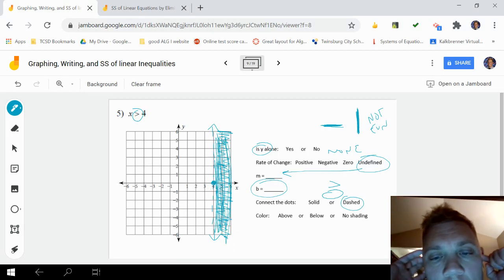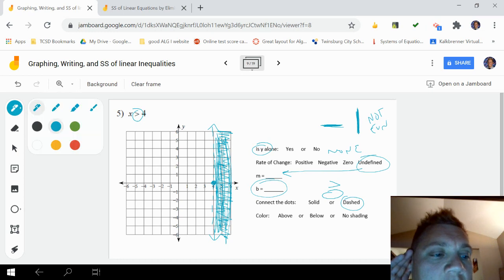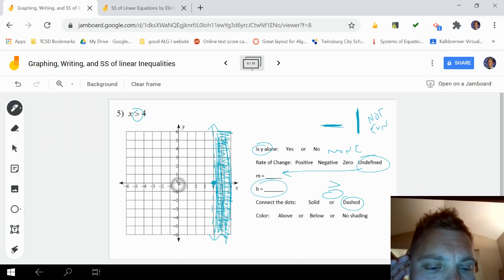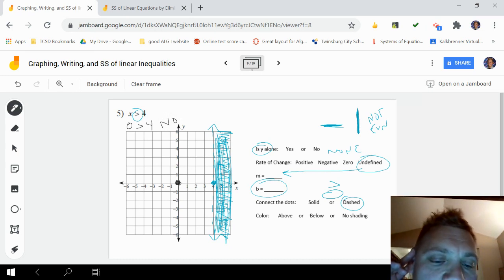All right. Another thing we could do, again, that we did in that one example, is test 0, 0. Since we don't have a y, we just put 0 in for x. Is 0 greater than 4? No. So we know that this is not a solution, or the left side of that vertical line won't be a solution.